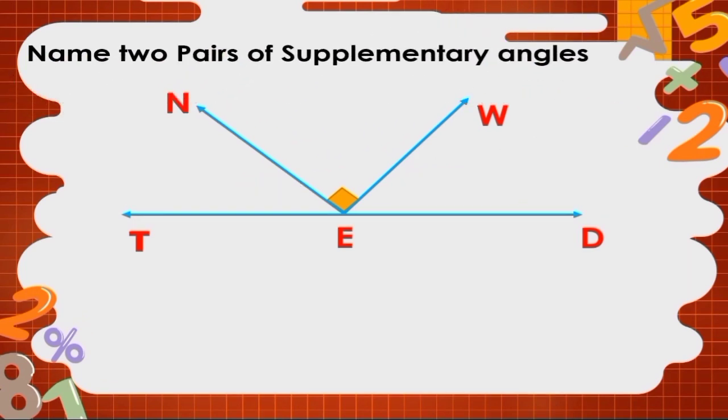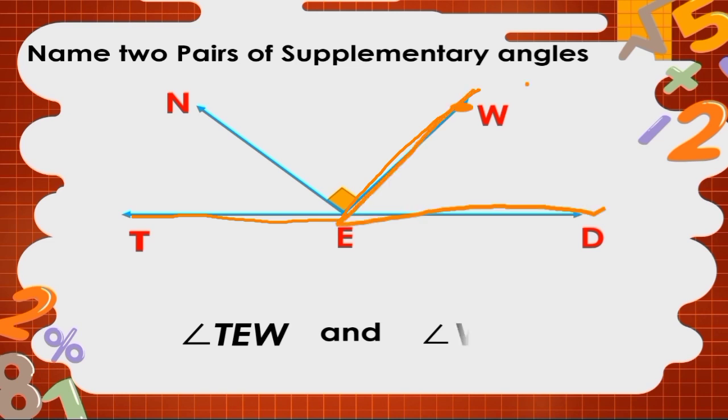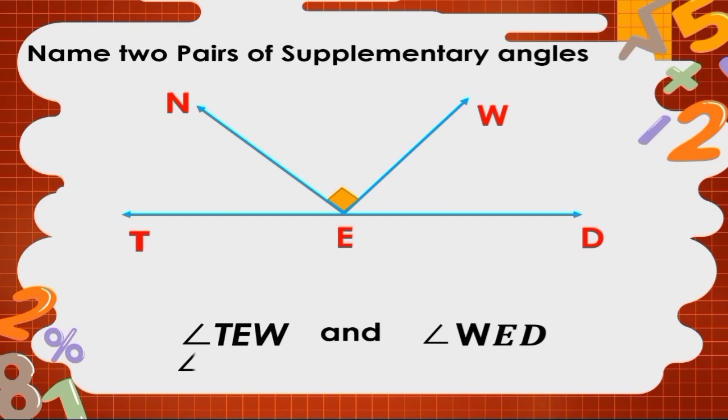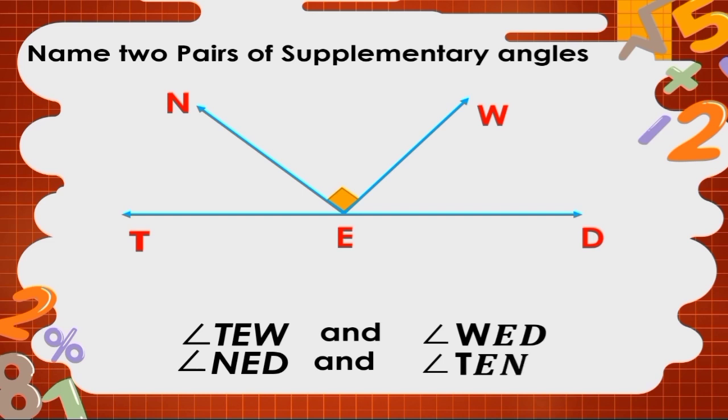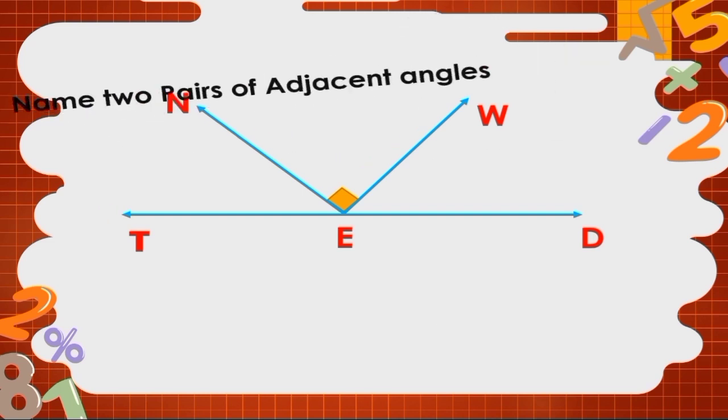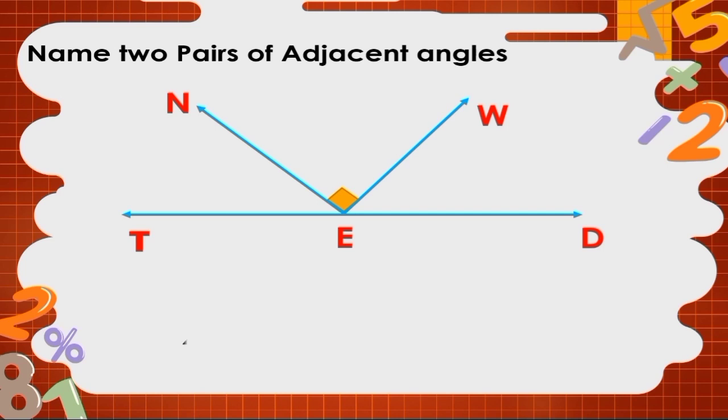Name two pairs of supplementary angles. So, when we add naman yung two angles, the sum is 180 degrees. So, we have angle TEW and angle WED. So, kung ano yung mga nag-form ng linear pair. Ayan. We have angle NED and angle TEN. Again, pwede ulit baliktad yung letters basta laging gitna ang vertex.